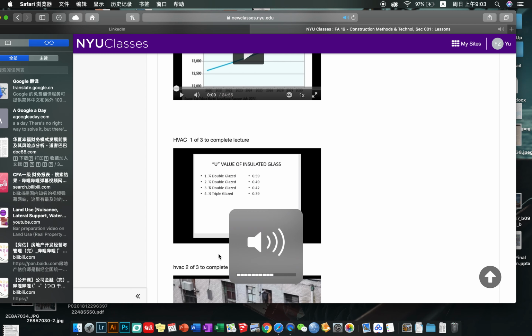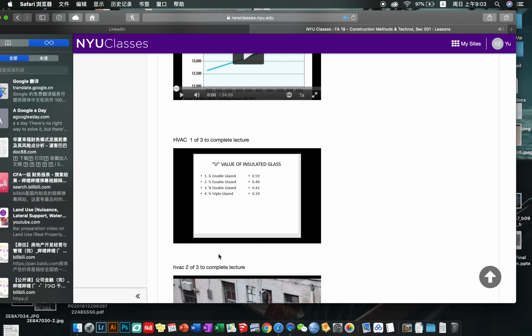Okay, hello everyone. We're going to pick up where we left off on the in-class lecture. We left off here on slide 18 of the slide deck, U-value of insulated glass. As discussed, the U-value is an indicator of how good the glass is at preventing transfer of heat from one side to the other, as measured in BTUs, as we look forward to the U-value problem in the slide following this.